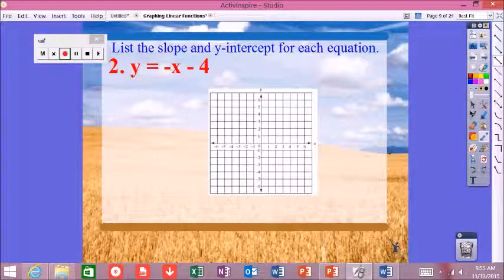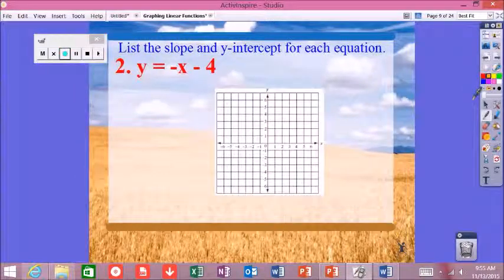For example 2, we'll start off at the y-intercept, which is at negative 4. So on the y-axis, we're going to put a point at 0, negative 4. That's our starting point. From there, we will use the slope to find more points. The slope is negative 1.